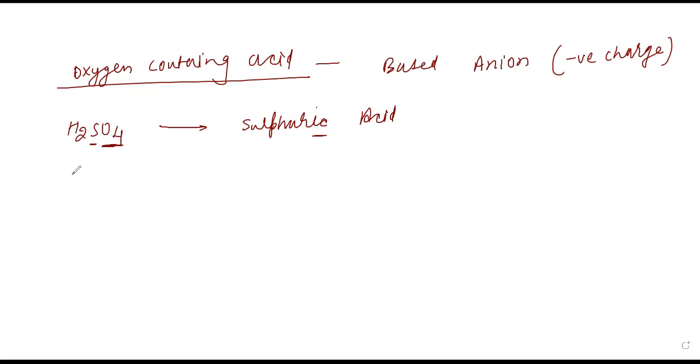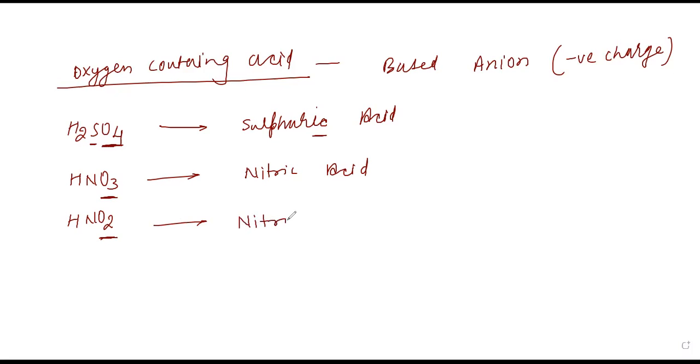So sulfuric acid. Suppose HNO3 is there. Nitrogen is there, so it is going to be nitric acid. Okay, nitric acid. Now another thing you see, HNO2. See, the oxygen here is 3 and here is less. Yes or no? So less number of oxygen is there, so that is called nitrous acid. More oxygen means IC, and less oxygen means OUS.